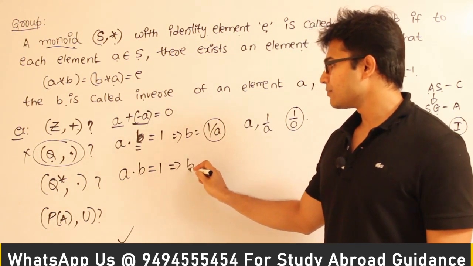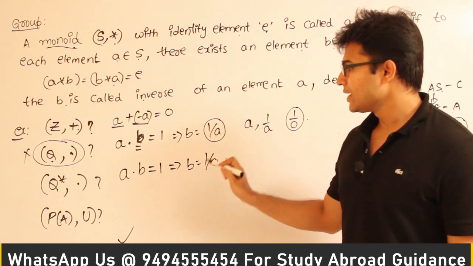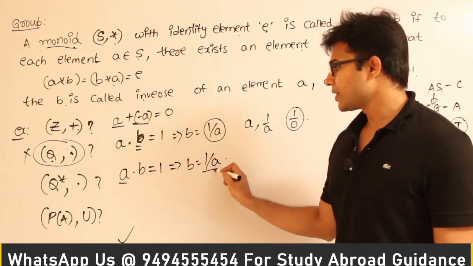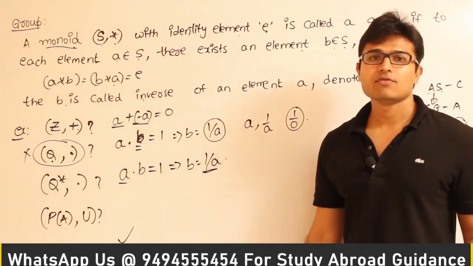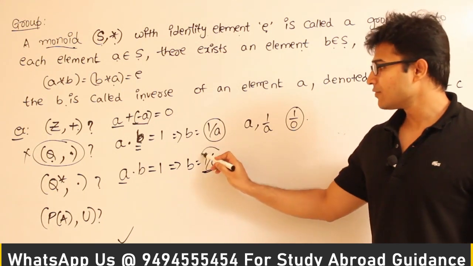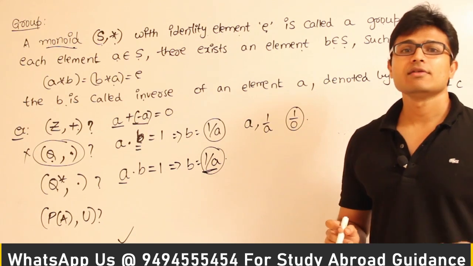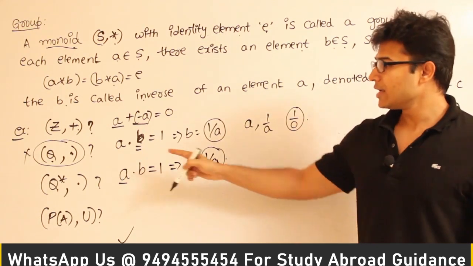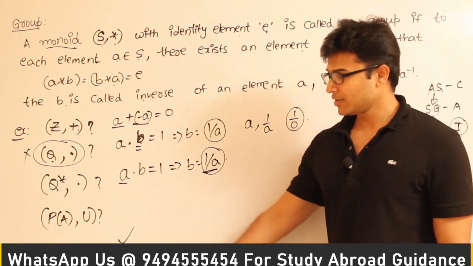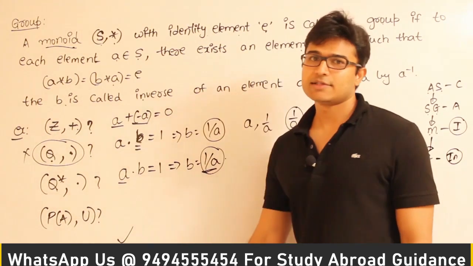Again I see that b equal to 1 by a, which means the inverse of the element a is 1 by a, and in this case for every element a, 1 by a will definitely exist. 1 by a will fail to exist only when a equal to 0, but a equal to 0 will never occur because we have removed that element from the set.